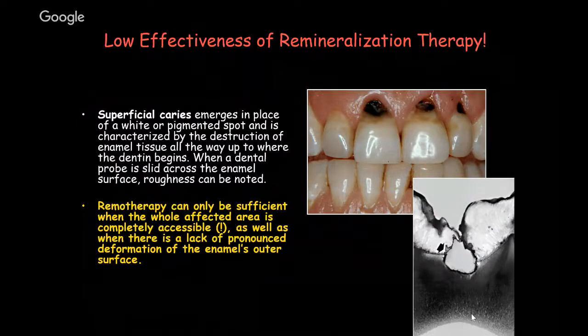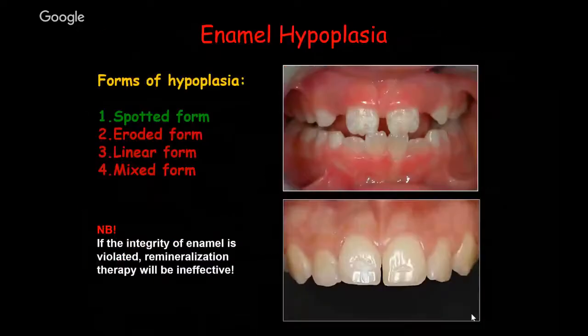When we have a lesion of enamel, in this situation remineralization can only be sufficient when the affected area is completely accessible, as well as when there is a lack of pronounced deformation of the enamel surface. If we have surface defects, remineralization therapy is not effective. Enamel hypoplasia: remineralization is effective in just one form, the spotted form. If we have an eroded form, mixed form, or linear form, remineralization is not effective.